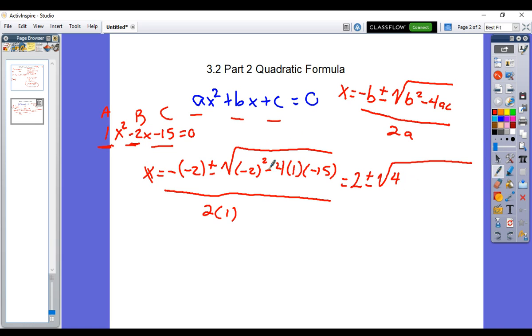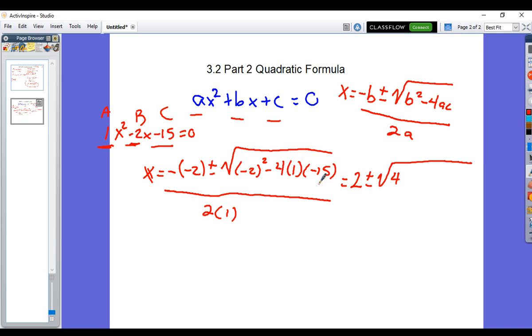All right. So we got negative 4 times 1 times negative 15. So if we take this negative times this negative, we'll get a positive. That means this answer will be positive. 4 times 1 is 4. And then 4 times 15 gives us 60, right there. All over 2 times 1, 2.